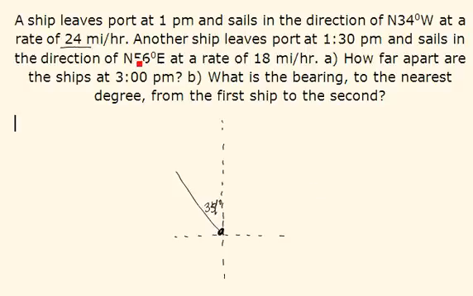Our second ship leaves at northeast 56 degrees, again rotating the angle from north at an angle of 56 degrees. We will know that 34 plus 56 indeed gives us 90 degrees, which means that we have created a right triangle. We are now asked how far apart the ships are after 3 p.m.